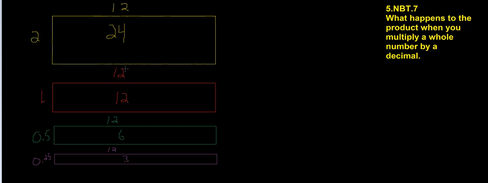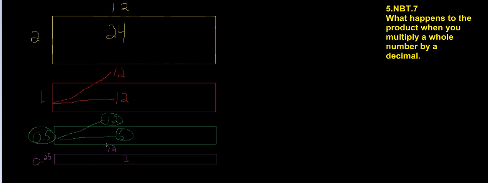So as we're looking at this whole number that we're multiplying, we have 12 times 1. 12 times 1 is 12. And now we look at 12 times 5/10, that's 6. So when we have a whole number, and we multiply it by a decimal, the product is going to be less than the original whole number.